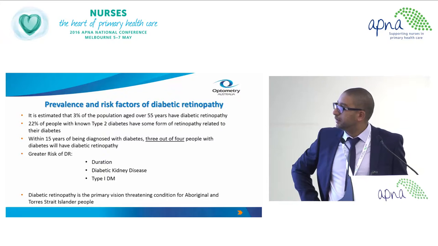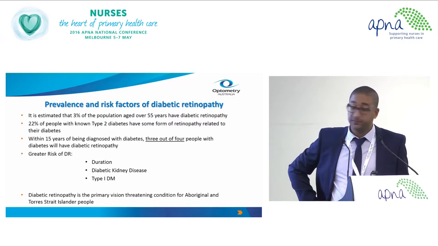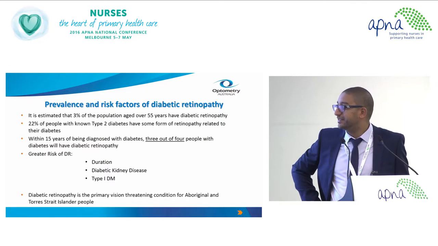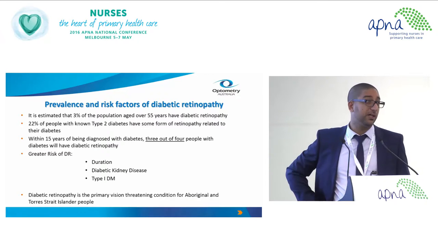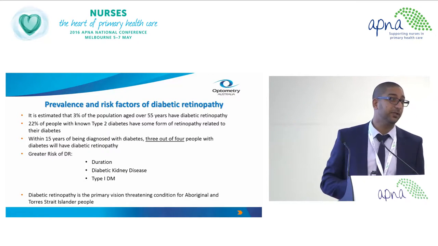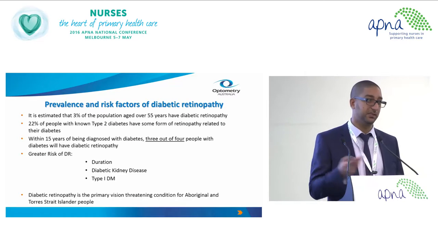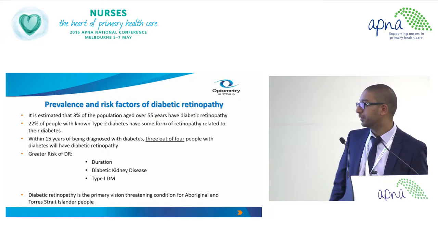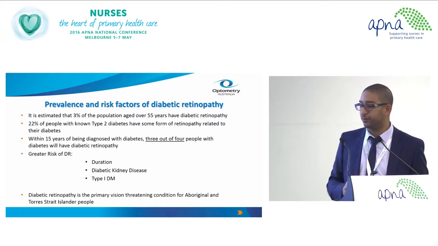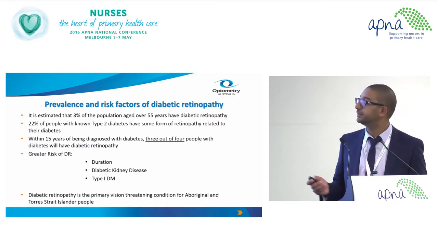Okay. Greatest risk is duration. Okay, as we just touched on, if you have kidney disease and type 1, because type 1, they've got diabetes for longer. So they're more at risk to have some sort of retinopathy because they're going to have it for longer. And it's the primary vision threatening condition for Aboriginal and Torres Strait Islanders.